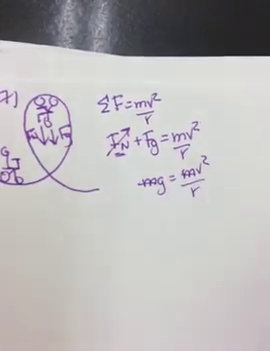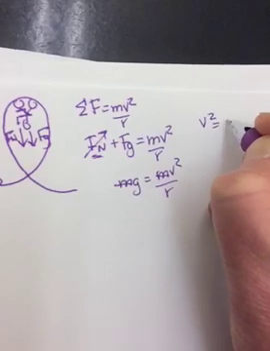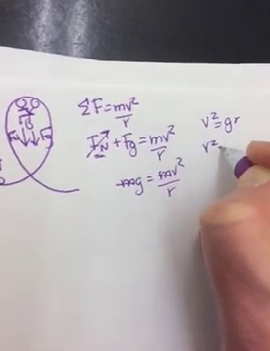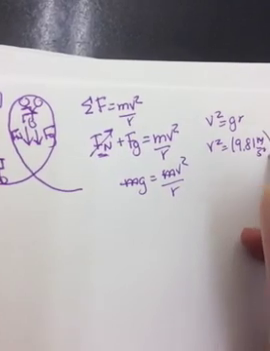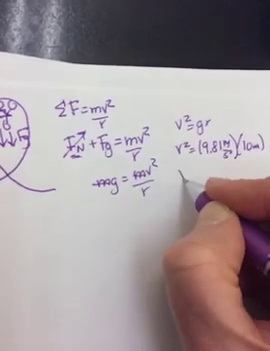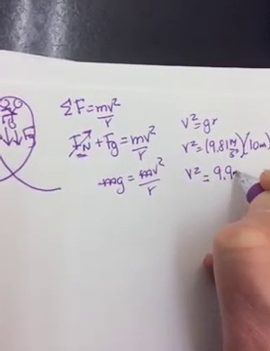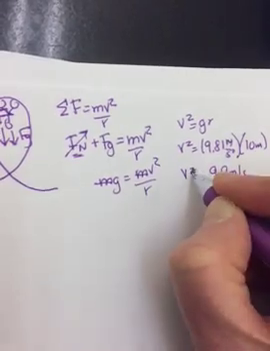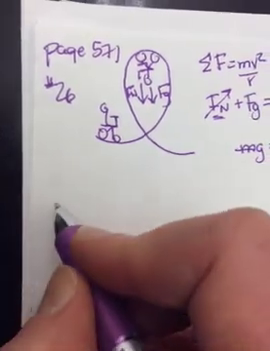Okay, so now the m cancels, and you're looking for v, so v squared equals g times r, which is 9.81 meters per second squared times the radius of 10 meters. So 98.1, and you're going to take the square root and get something very close to 9.9 meters per second for v. All right, so that's number 26.